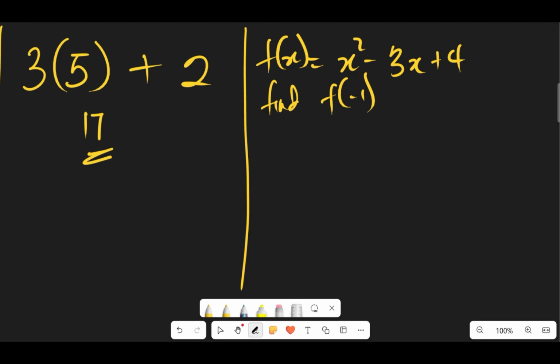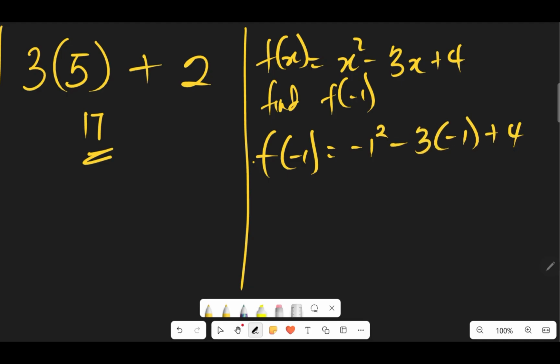Alright, thank you very much for solving. Now keep your answer and let's solve it together. Now this is what will happen. Anywhere I see x, I'm going to put minus 1 over there. So I'm going to get f of minus 1, because there was x there, being equal to minus 1 squared minus 3 bracket minus 1 plus 4.